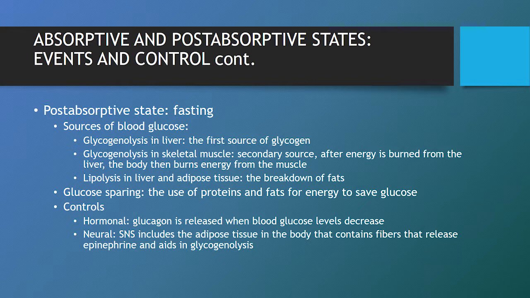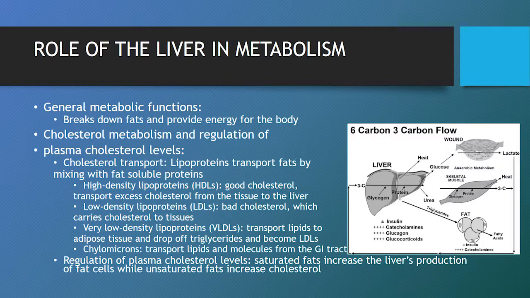nervous system includes the adipose tissue in the body that contains fibers that release epinephrine and aids glycogenolysis. Then the role of the liver in metabolism. So general metabolic functions: it breaks down fats and provides the energy for the body. Cholesterol metabolism and regulation of plasma cholesterol levels.